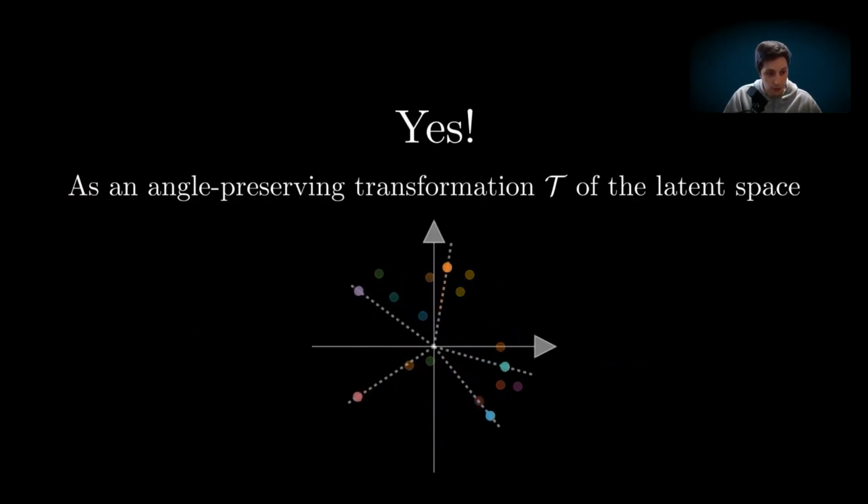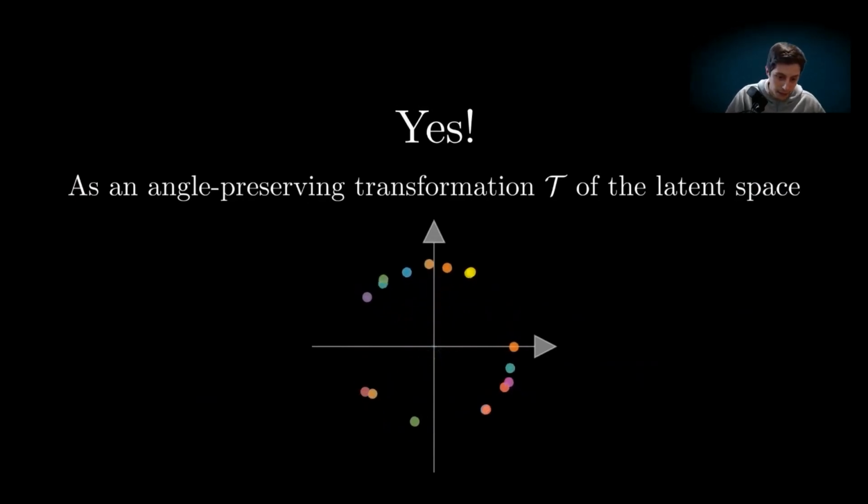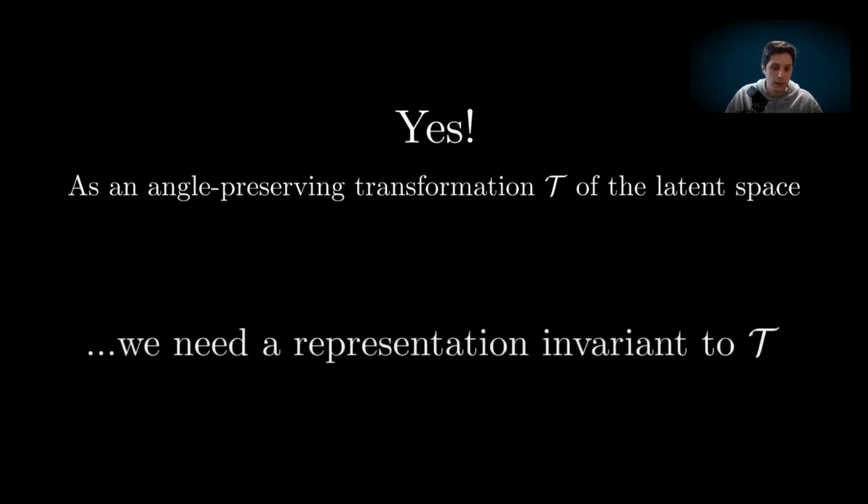And we can assume that there is an angle preserving transformation T that relates the latent spaces. So they can, for example, rotate, reflect, or each point can be independently rescaled. This is the sort of transformation that might happen between two latent spaces. Basically, we only care about the angle, not the norm of the points. So for us, they are like displayed on a hypersphere.